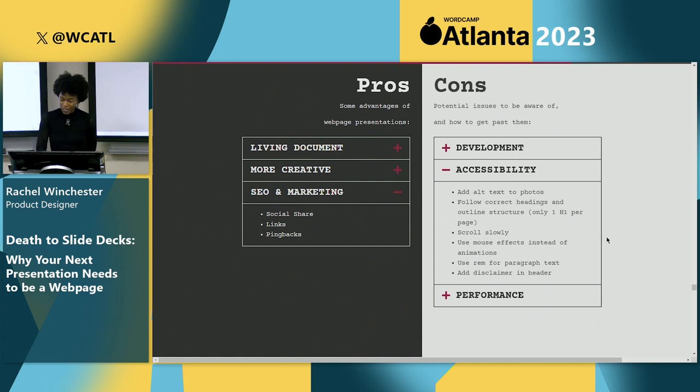That's one reason to use mouse effects. Use REM for paragraph text. Exactly. Thank you. So it can scale easier. And also add a disclaimer in the header. So I'm just going to scroll up real quickly to show you my accessibility disclaimer in the header.